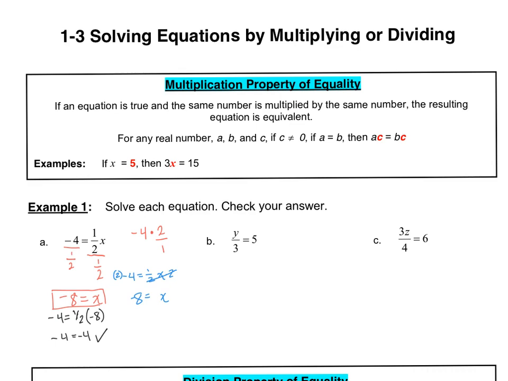Okay, for the next one, y divided by 3 equals 5. Well, this fraction bar is division. So to get rid of division, we would multiply both sides by 3. That will eliminate that. And y equals 15.